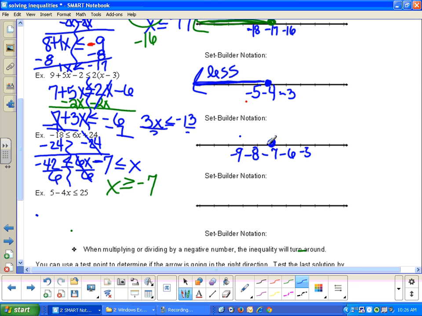Do you want the x's less than negative 7 or greater than negative 7? Greater, because x is greater than or equal to negative 7. So we want the ones that are bigger, whether it's written this way or this way. If I put numbers in here, negative 6, negative 8, this one is the one that's bigger. So we want to shade this direction. These are greater.